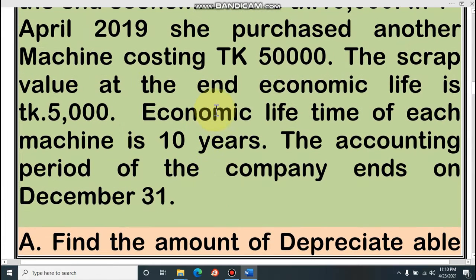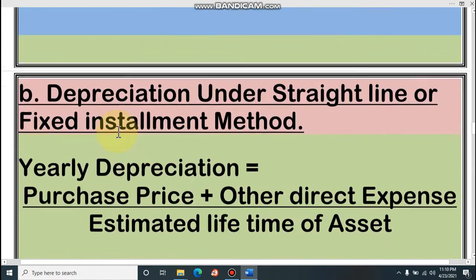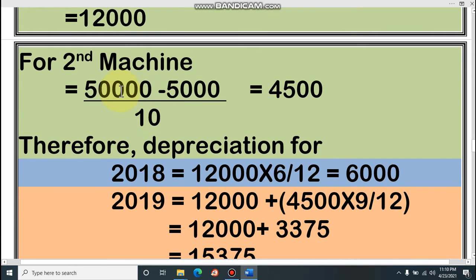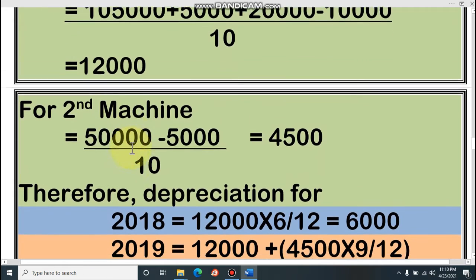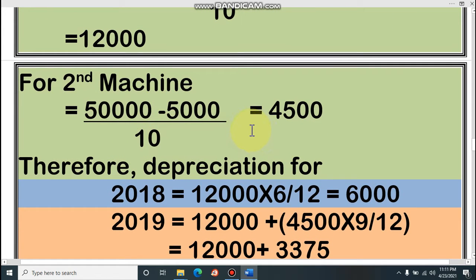Let's see the value of the second machine. Look at the second machine, the purchase price is 50,000. There is no other direct expenditure here, so only scrap value will be subtracted. You know that another name for scrap value is salvage value or residual value. That means the value you will get from the asset at the end of its economic lifetime. So for the second machine, the annual depreciation is 50,000 minus 5,000 divided by 10, because the estimated life of both machines is 10 years. So 4,500 is the yearly depreciation. I hope all of you understand, dear student. For the first machine yearly depreciation is 12,000 and for the second machine yearly depreciation is 4,500.